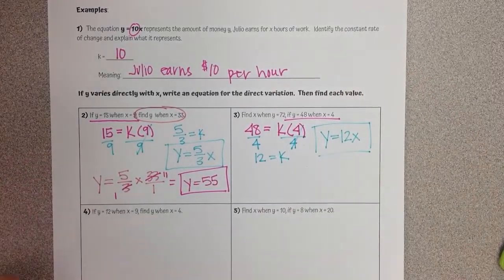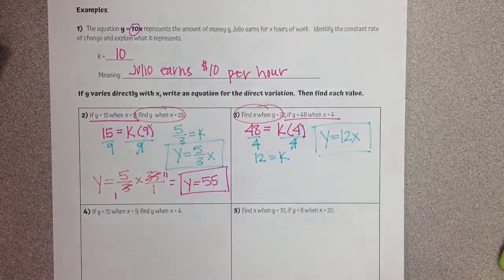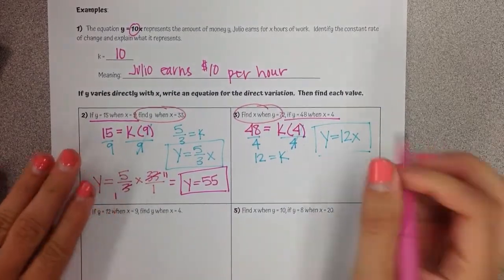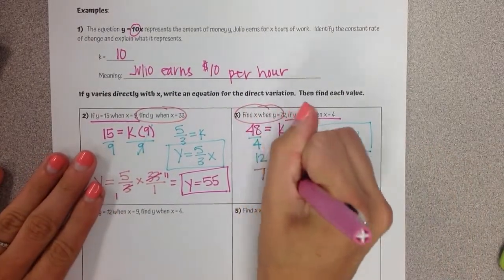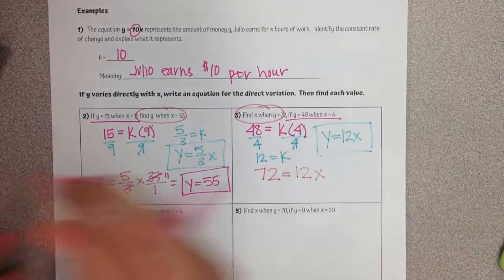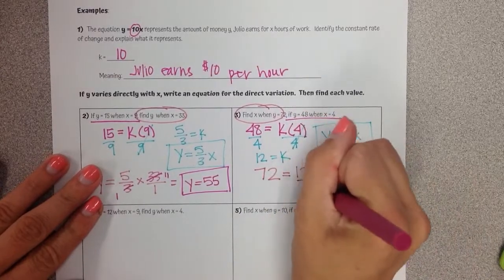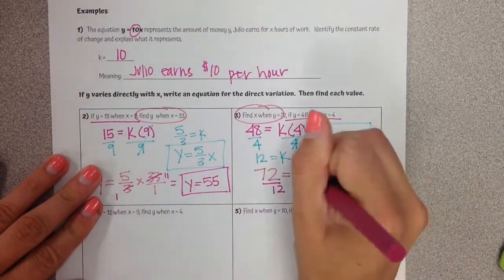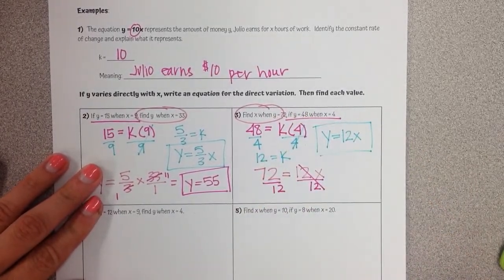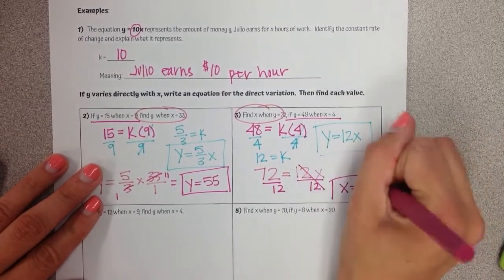So that's part 1. Part 2, we are solving for the unknown. It says find x when y equals 72. So this time we know y. So y is 72. We know our k value is 12. We don't know x. So I'm going to solve this equation to find the value of x by dividing by 12. When I do 72 divided by 12, I get x equals 6.